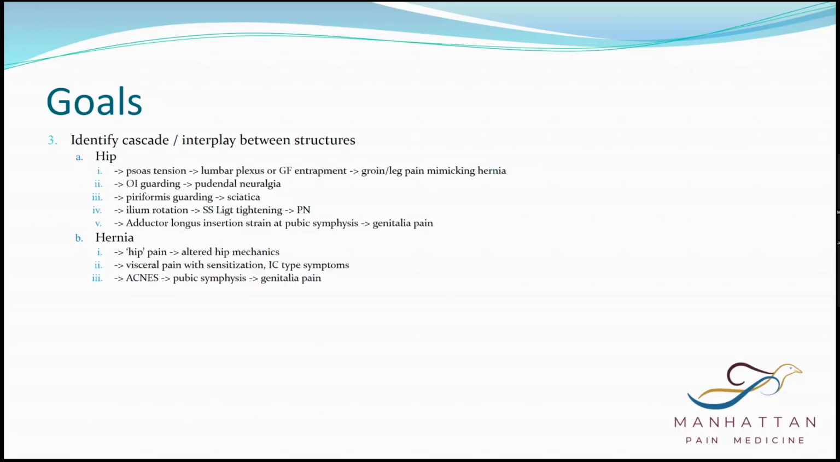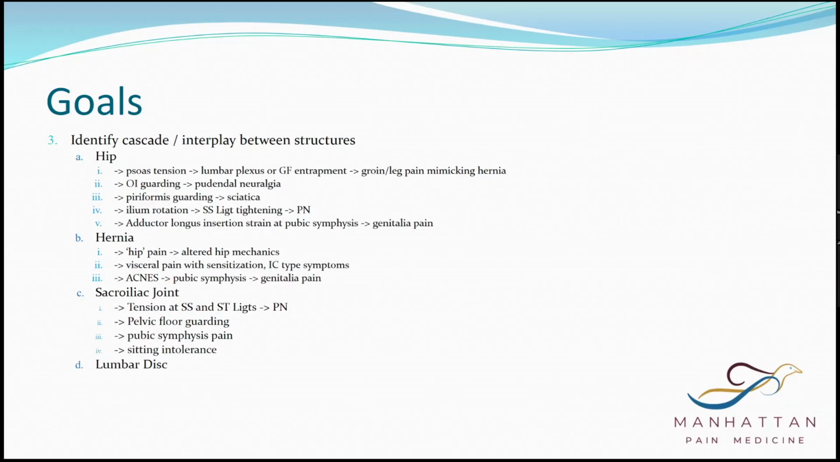We just don't have a nice acronym for it. Sacroiliac joint, tension at the sacrospinous and sacrotuberous ligaments, pudendal neuralgia, pelvic floor guarding, pubic symphysis pain, sitting intolerance, lumbar disc herniations. Anytime there's a lumbar disc, two things. One, it's innervated by the sympathetic nervous system, so it just feeds into the sensitization of the whole pelvic region. So lumbar disc pain can reignite endo-type pain.